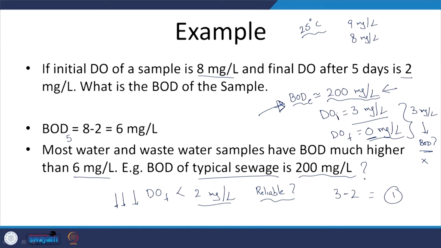So, I know that the lower threshold that I am fine with is 2 milligram per liter. So, the maximum change in DO during my BOD test can be only 6 milligram per liter. So, I need to dilute my sample such that, again sometimes it is certainly trial and error, the DO change is not too low.